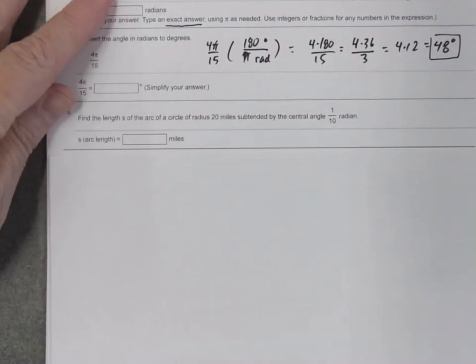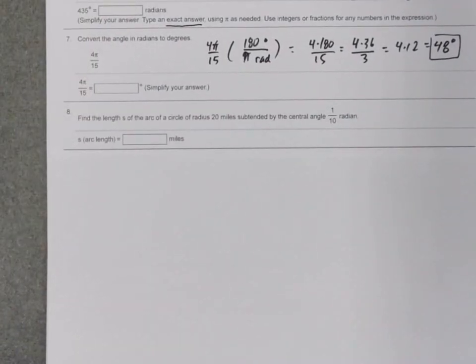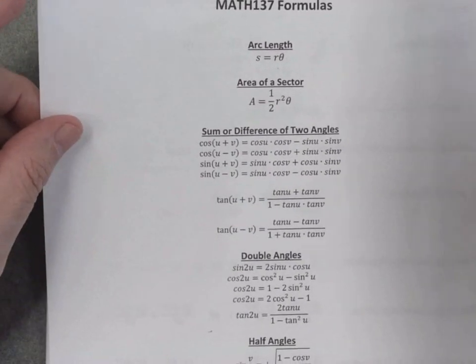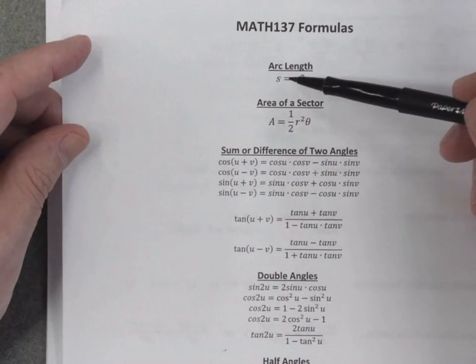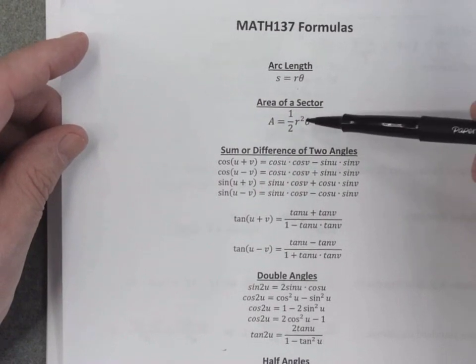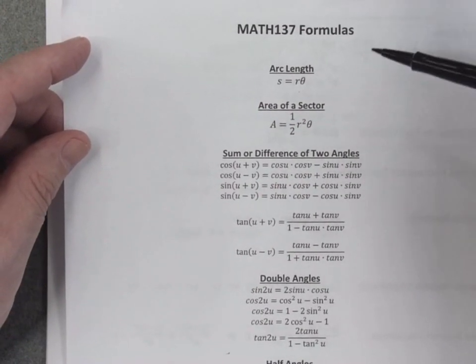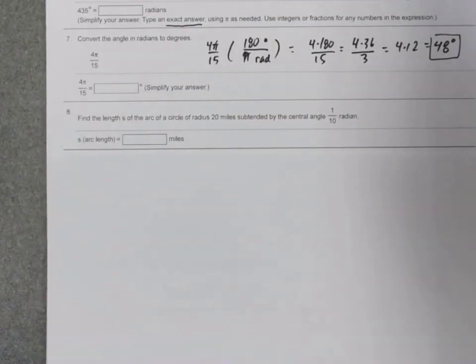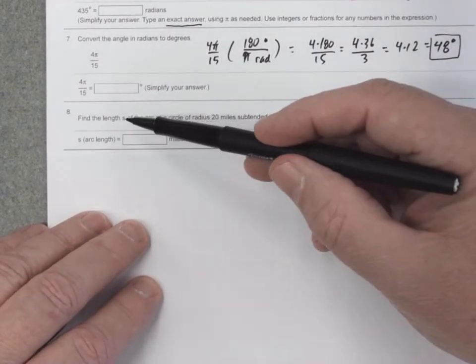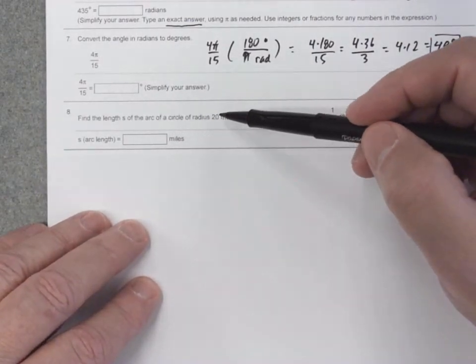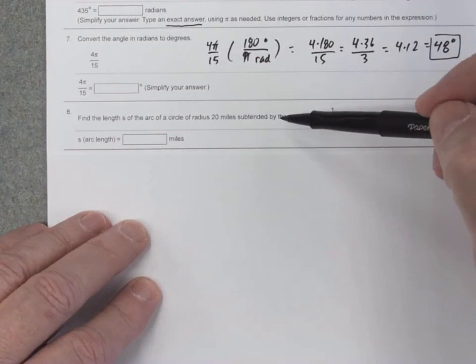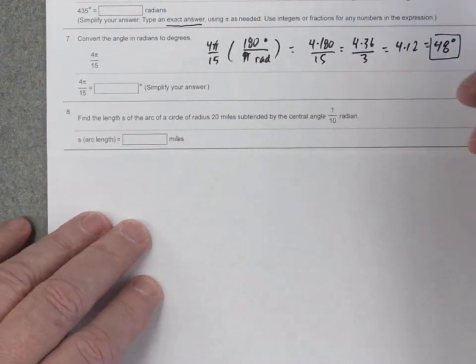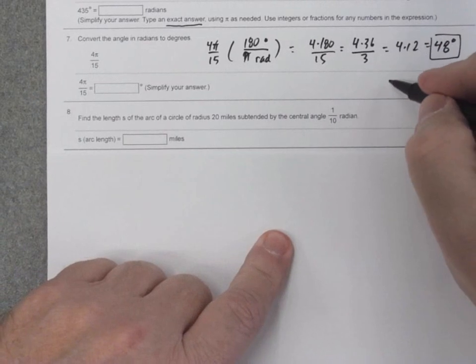The next one. Now we have some problems dealing with the arc length equation. Here's my formula sheet. There are two formulas that we will have to use with it. This is the arc length equation, and this is the area of a sector. Let's look at what questions we have, then we can figure out which equation we have to use. Find the length S of the arc of a circle whose radius is 20 miles, subtended by the central angle of 1/10 radian.